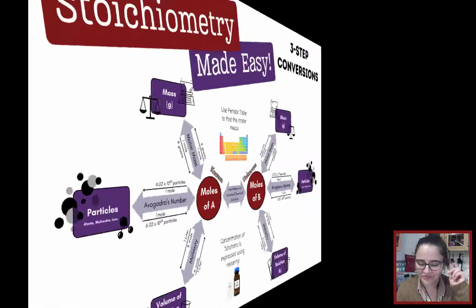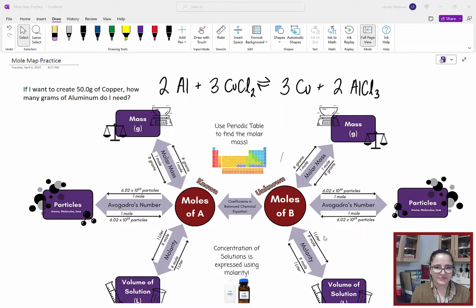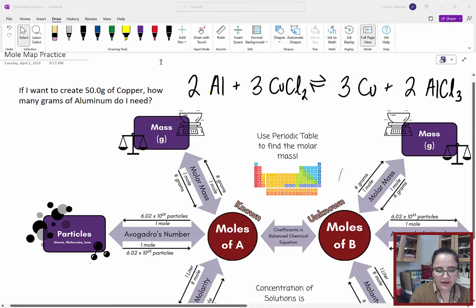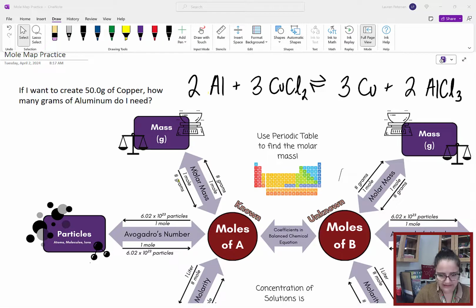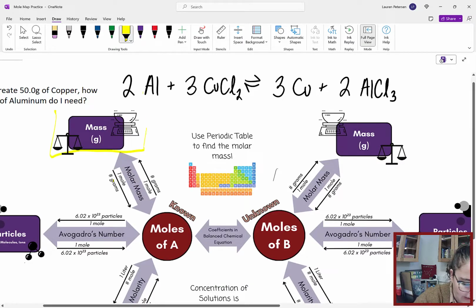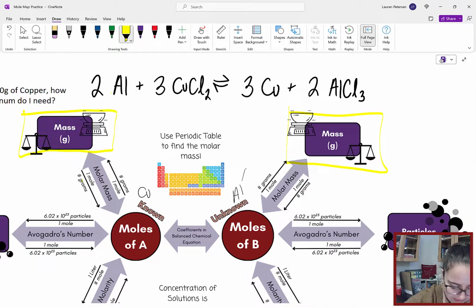Okay, cool. Now let's go ahead and move on and try some three-step conversions. The most common form of a three-step conversion is a gram-to-gram conversion. So in my example, if I want to create 50 grams of copper, how many grams of aluminum do I need? This is an example where we're going to be starting at grams of our known, which in this case is going to be copper, and we're going to move to grams of our unknown, which in this case is going to be aluminum.